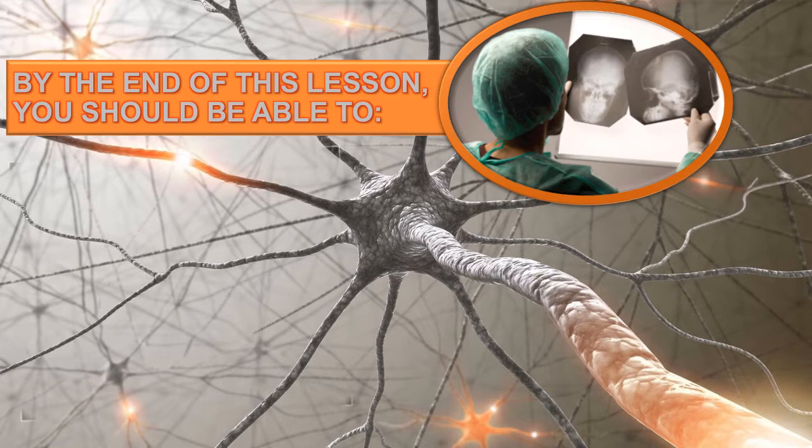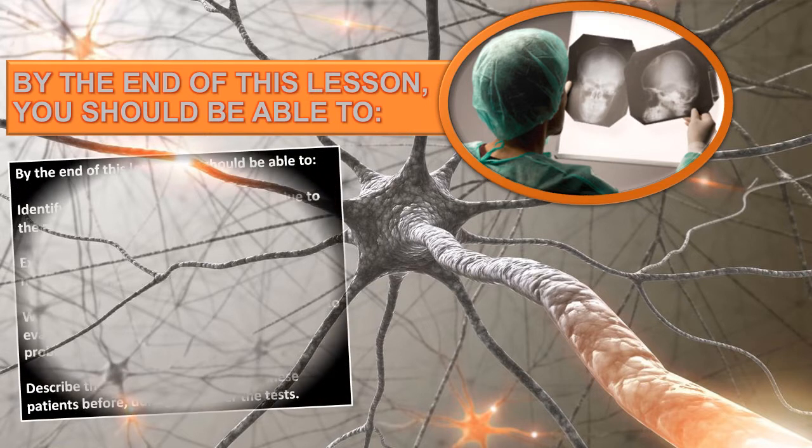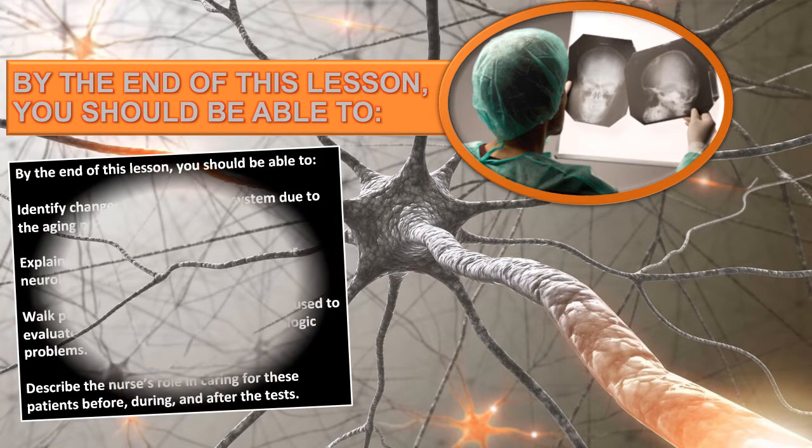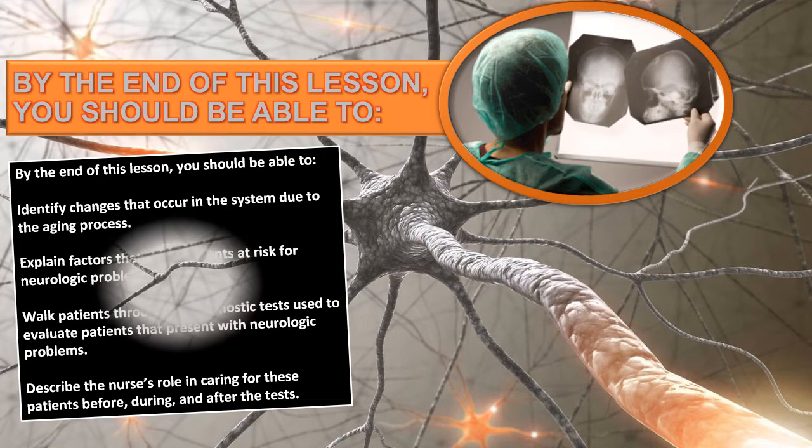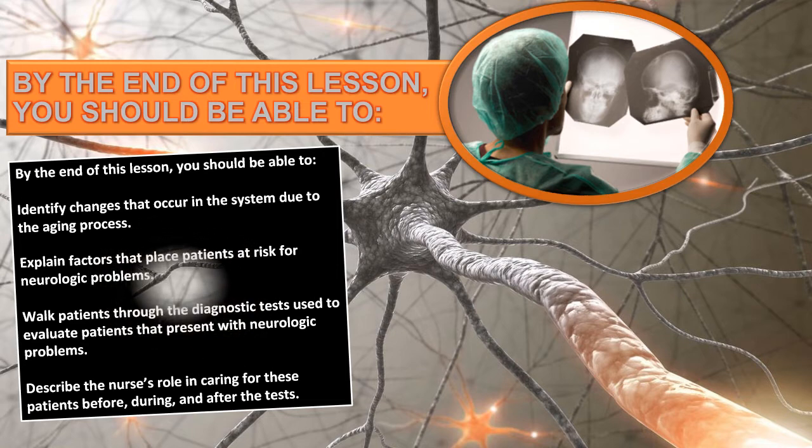By the end of this lesson, you should be able to identify changes that occur in the system due to the aging process. You should be able to explain factors that place the patient at risk for neurologic problems. You should be able to walk patients through the diagnostic tests used to evaluate patients that present with neurological problems, and you should be able to describe the nurse's role in caring for patients before, during, and after diagnostic tests for the nervous system.